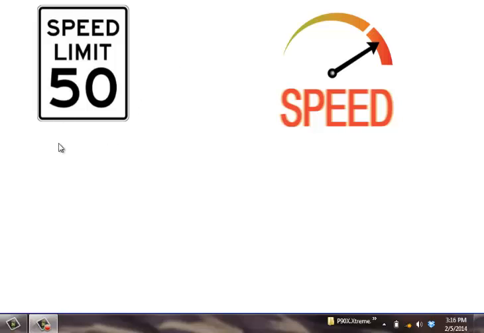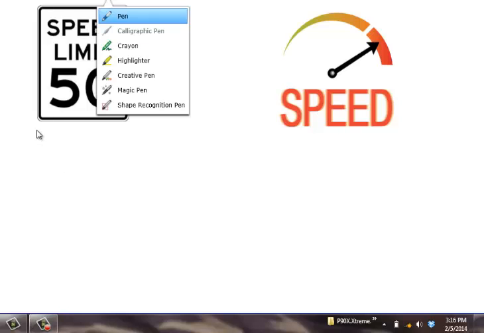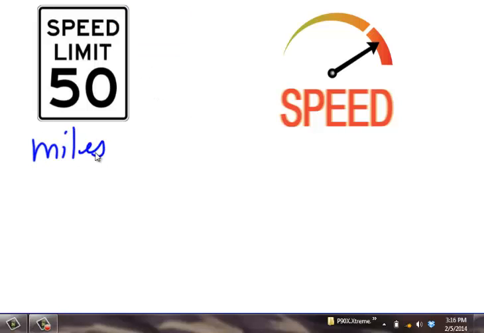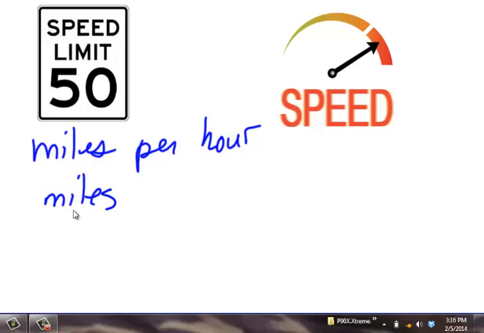But if you've ever seen one of these speed limit signs on the highway, then you know the answer. We say the speed limit is 50, what? 50, and I think most of us would agree that it's 50 miles per hour. And you might remember from math, another way of writing miles per hour is miles over hour. That's what the per tells us. Miles is a measurement of distance. An hour is a measurement of time.